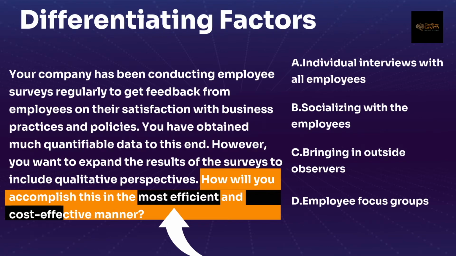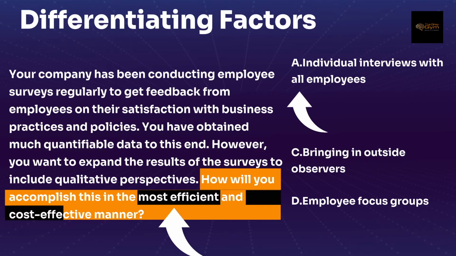So let's begin with the theory of elimination and eliminate the most obvious wrong answer or answers. So when we read through the options, for sure, it can't be socializing with employees. So that's easy. Let's eliminate option B. So now we are left with 3 options and we are looking for the most, remember the term most efficient and cost-effective option, right? So option A is individual interviews with all employees.